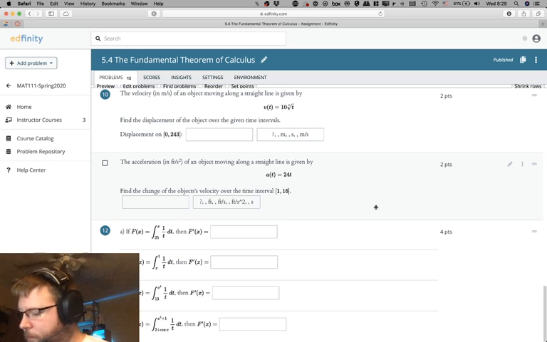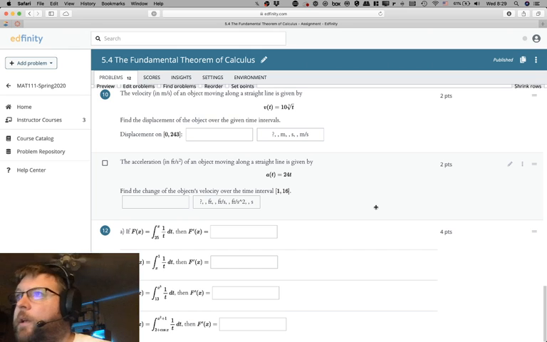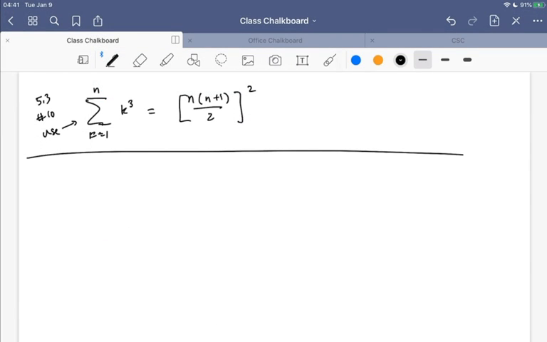All right, so let me write these out. Number 12 is basically, I'm going to go back to the iPad, but let's just recall the integral from a to x of f of t dt. If I define capital F of x to be this, then it's the derivative.